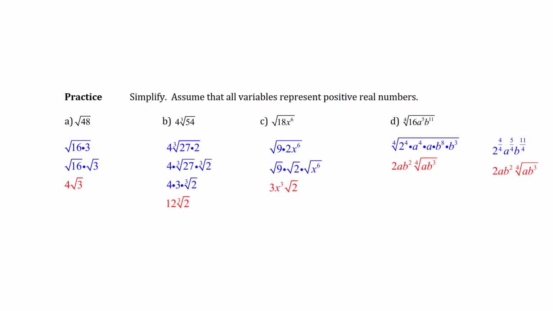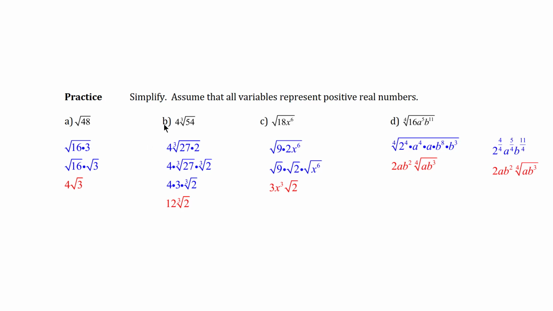Alright, so let's go ahead and go over the solutions. For part A, I rewrote 48 as 16 times 3, so I have the square root of 16 times 3. Next, we could break apart the radical using the product rule, or you could skip this step, it's up to you. We get the square root of 16 times the square root of 3. Next, we simplify. The square root of 16 is 4, and then we bring down root 3. So our final answer is 4 times root 3.